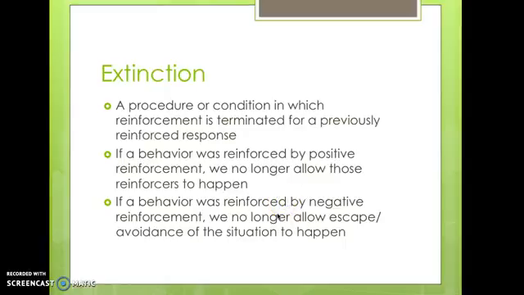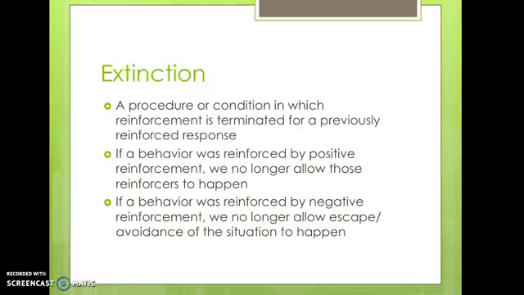Another process by which behavior is changed is through extinction. Extinction is a procedure or condition in which reinforcement is terminated for a previously reinforced response. If a behavior was previously reinforced by positive reinforcement, we no longer allow those reinforcers to occur following the behavior. If a behavior was reinforced by negative reinforcement, we will no longer allow escape or avoidance of the situation to happen following the behavior. Let's discuss a few examples.